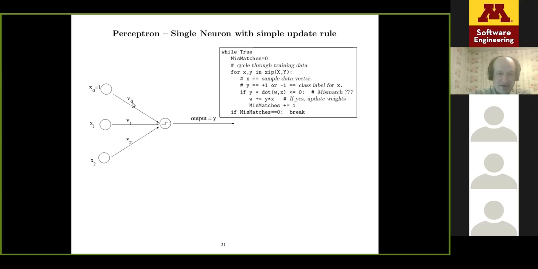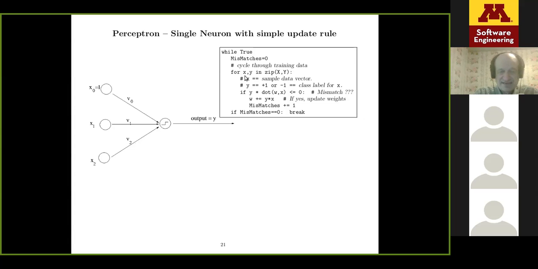I have to determine the weights, these V's. So the sum that goes into this nonlinear unit is the sum of x0 times v0 plus x1 times v1 plus x2 times v2. This is the inner product. And the output is then squashed so that it's always between -1 and +1 or 0 and 1. In this particular case, it's -1 or +1. And the training is what makes this interesting. You simply cycle through, this is a snapshot of a Python program to actually carry this out.